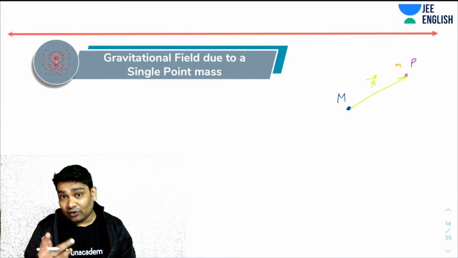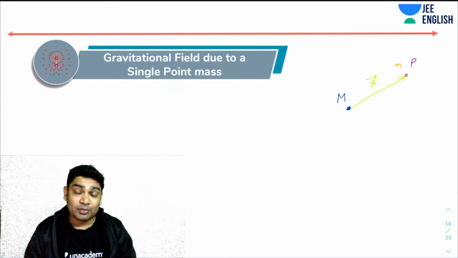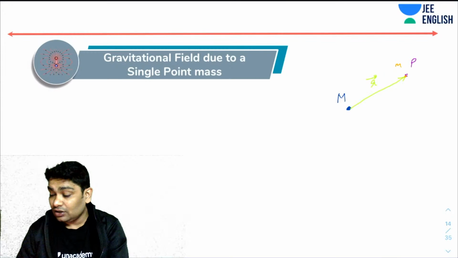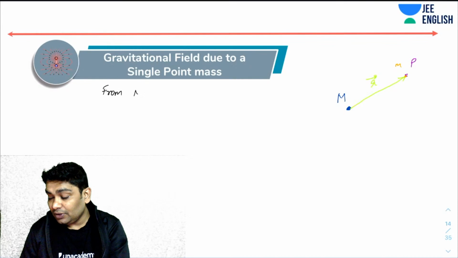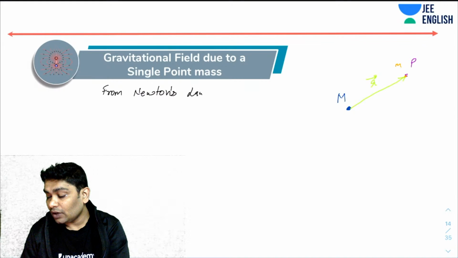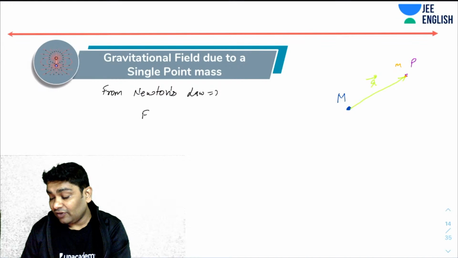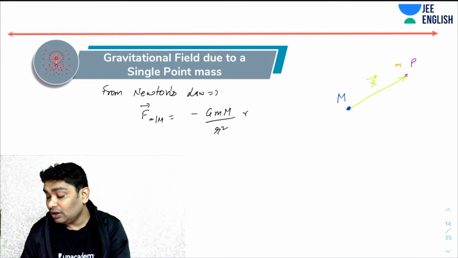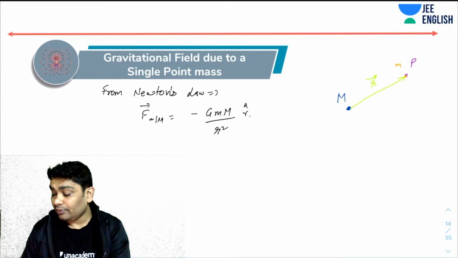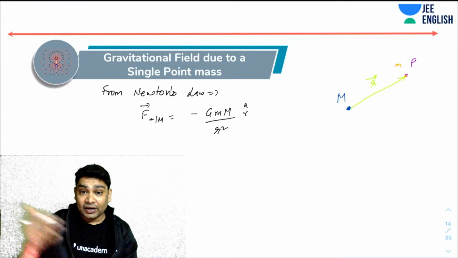Now, from Newton's law, I could tell you what is the force that will be experienced by small m. So I can say that F felt by m due to capital M, how much will that be? That will be minus GMm over r square times r cap. Correct? It would be attractive in nature.